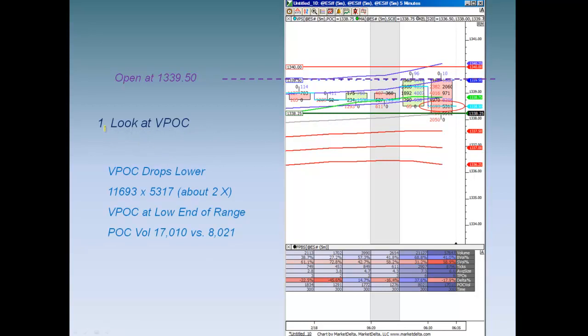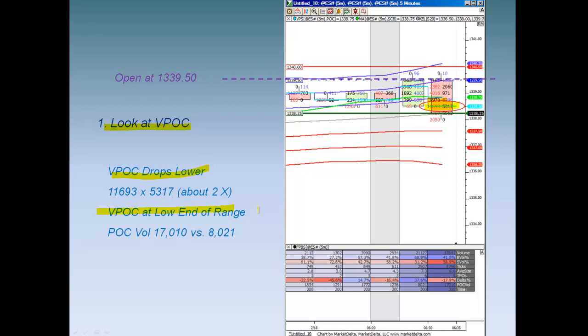The first thing that we want to look at is the volume point of control. Well, where is it in this candle? See that cyan line? That's my volume point of control right here. All right, it is at the lower end of the candle. So the VPOC is at the low end of the range of this candle. Now, where is it relative to the prior candle? Well, it has dropped lower.